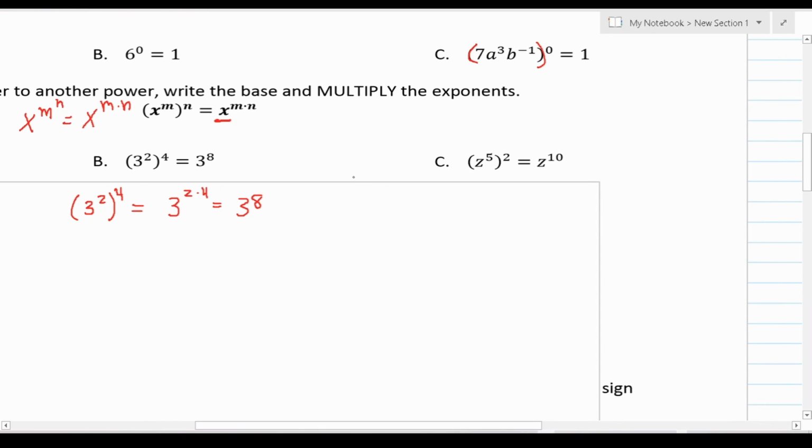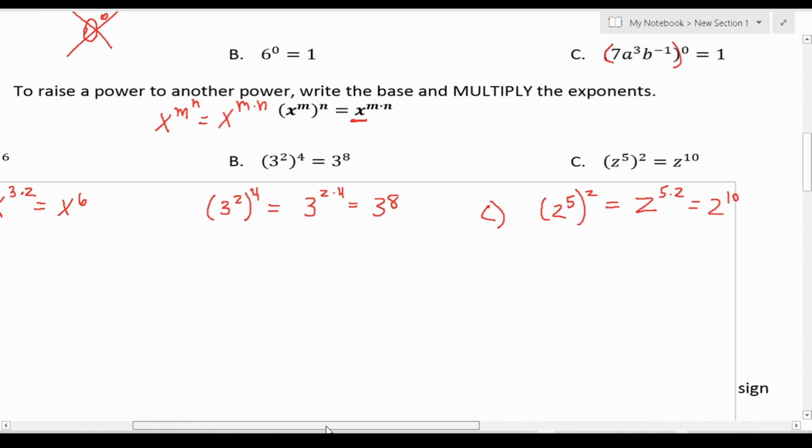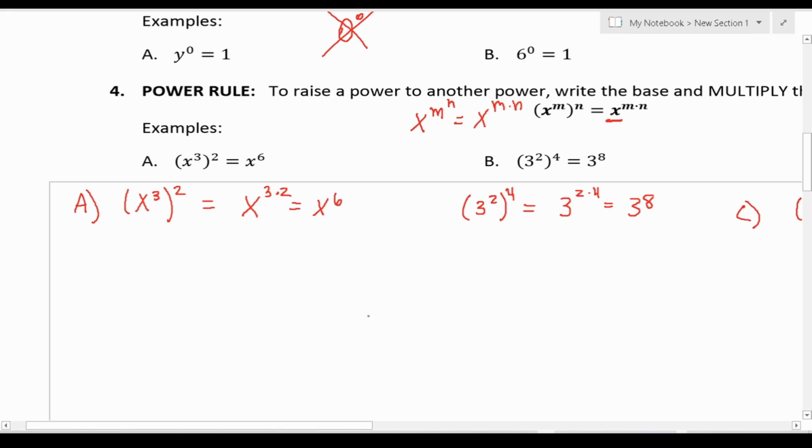And finally, let's look at example C. In this case, we have z to the 5th, all raised to the 2nd power, or squared. So according to the power rule, we write down the base, which is z in this case. Then we multiply the exponents. So that's going to be 5 times 2, which is z to the 10th. Okay, so pretty straightforward so far.